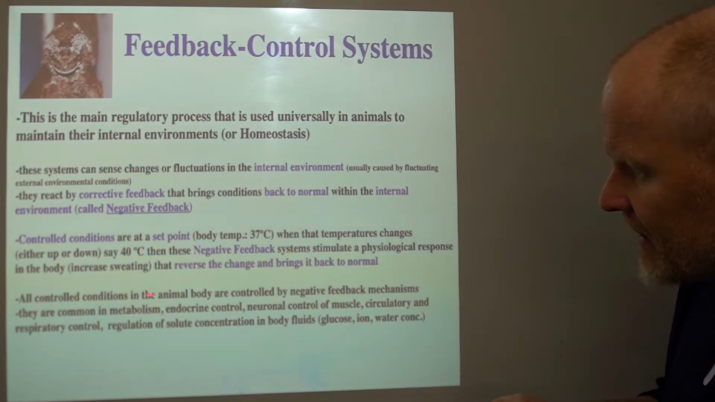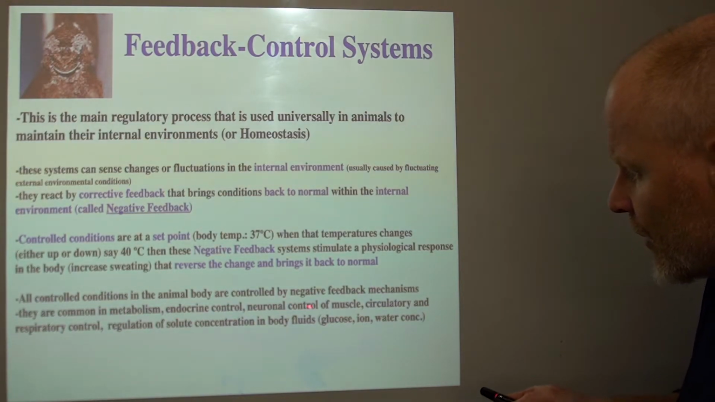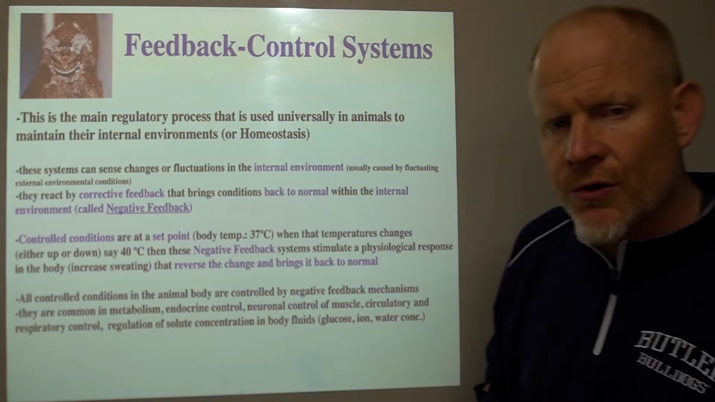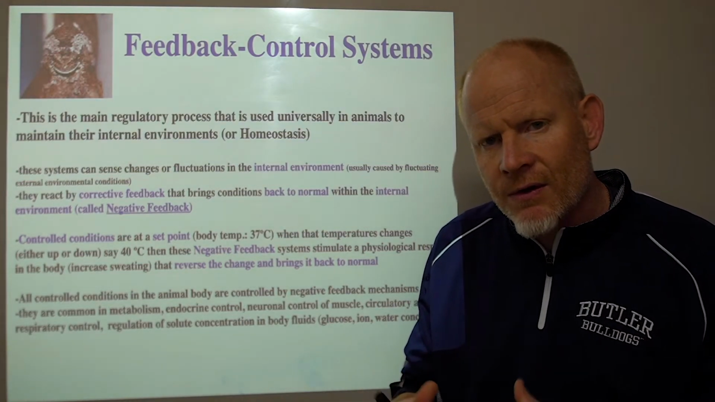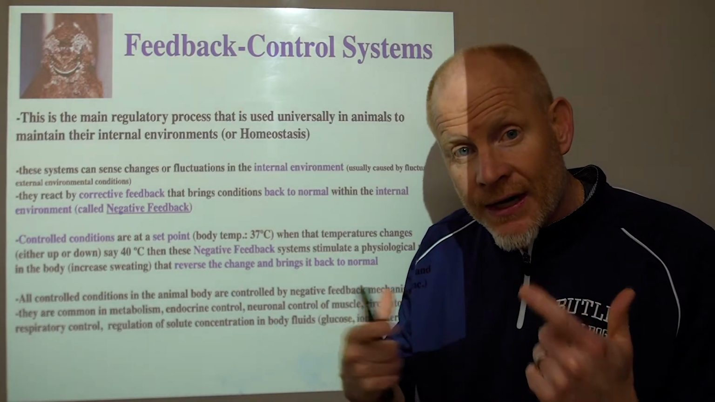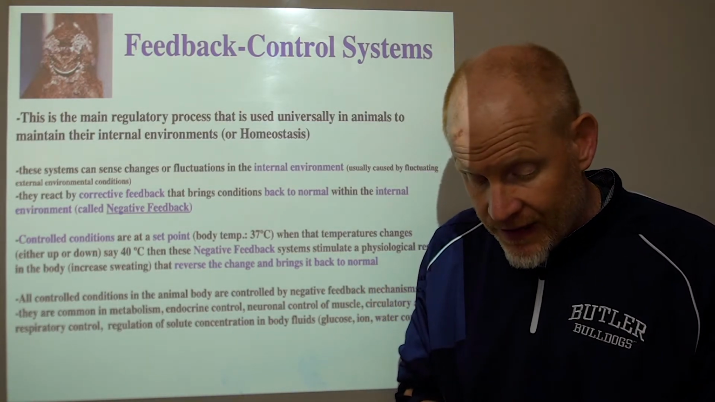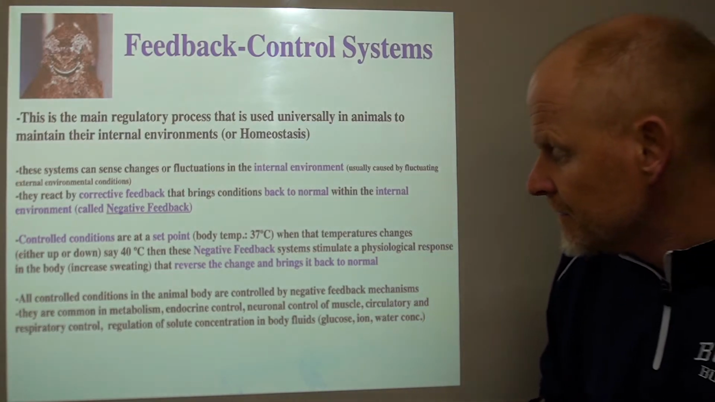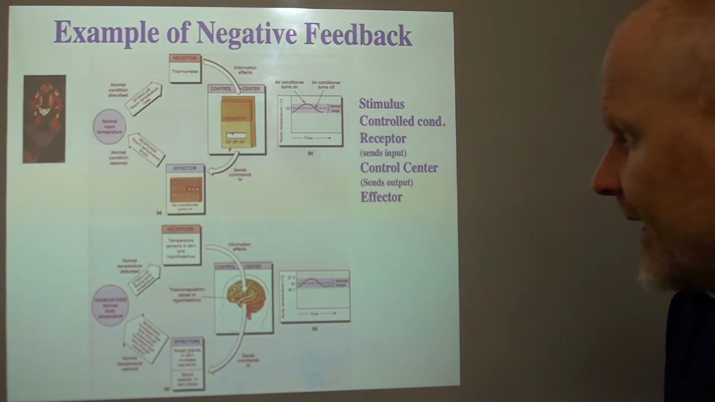They are common in metabolism, endocrine control, neuronal control, and muscle and circulatory control. So there are a lot of organ systems that are involved with this. The nervous system and the endocrine system are often the monitoring or regulating parts of the negative feedback loops. So let's look at what these look like.